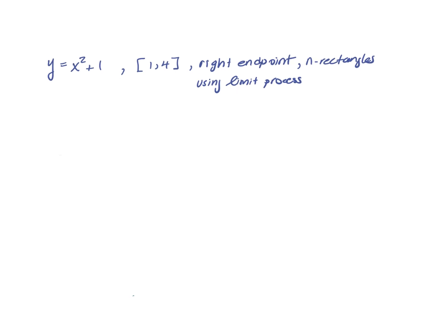All right, in this video I'm going to work out a problem where we're finding the area using right endpoints and rectangles and using the limit process. Okay, but this one, you'll notice here we're not starting at 0, we're starting at 1. So we're going to start with delta x. So delta x is going to be 4 minus 1 divided by n, which is 3 over n. Remember, for right endpoints, it's going to be your delta x just times I.